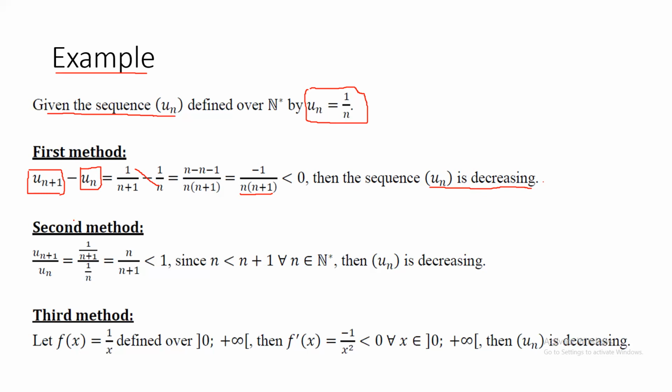Second method. Any questions about the first method? No. Have you written the first method? Yes. Second method, un plus 1 over un. I take the ratio un plus 1 over un. 1 over n plus 1 is un plus 1.